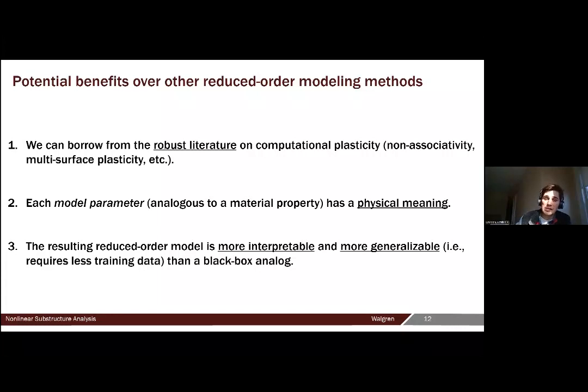And lastly, because everything has a physical meaning, we hope that the resulting reduced order model is more interpretable. Because you can tell what happens when you change a certain property, you can understand what's happening in the model formulation itself. And then hopefully it's more generalizable because it requires less training data, and because we baked in conservation laws into the formulation itself. So we should be able to apply it to more problems.